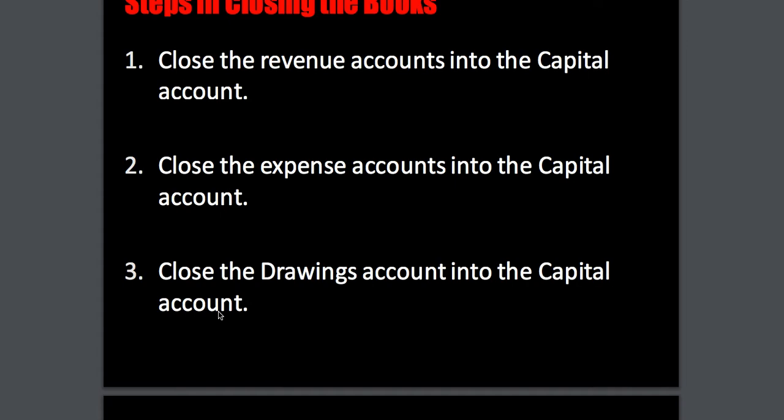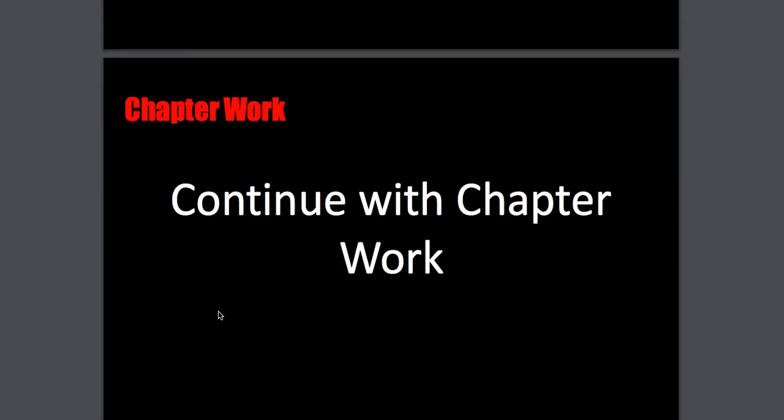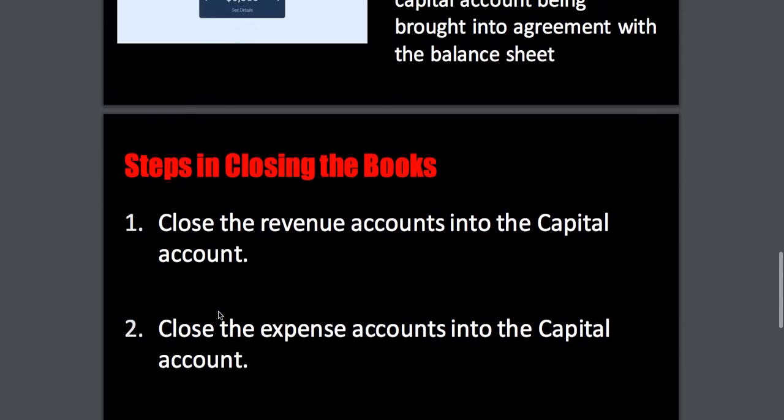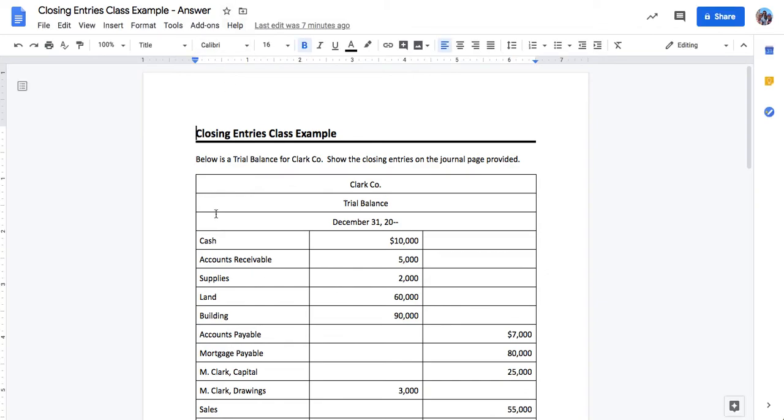What will happen when all this is done is we are going to go back to day 1 of the accounting course. We will only have assets, liabilities, and an owner's equity account because all other accounts will have a balance of 0. So instead of continuing with chapter work, what I'm going to do is walk you through an example. Okay, so here is Clark Co.